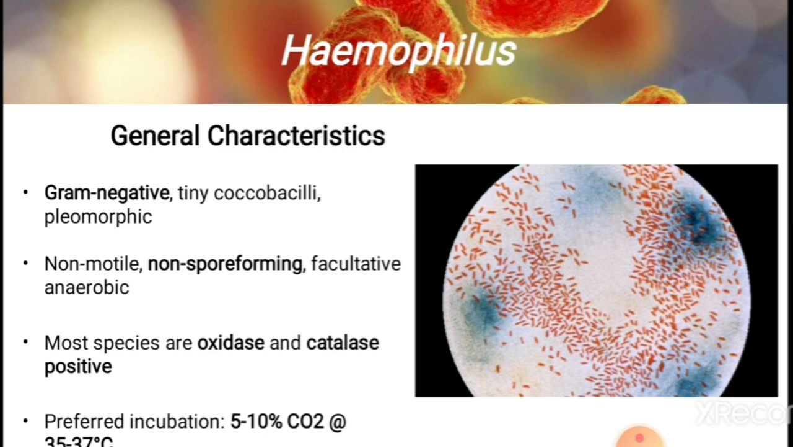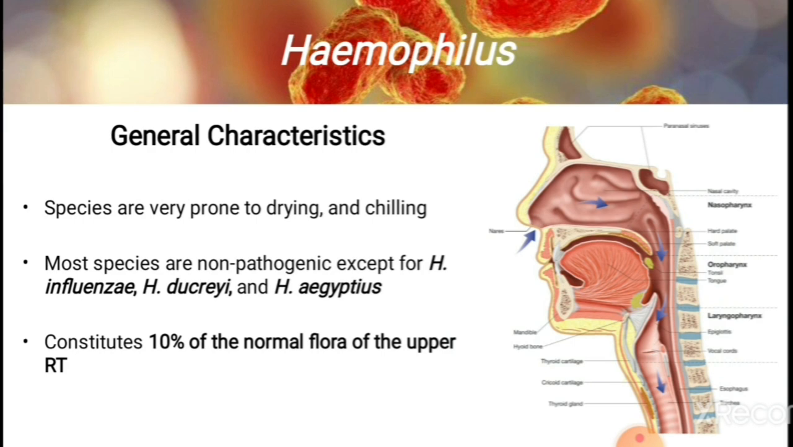So aside from those, our Haemophilus species are non-motile, non-spore-forming, and they are facultative anaerobes. So most species are oxidase and catalase positive, and they prefer 5 to 10% carbon dioxide incubation at 35 to 37 degrees Celsius. Haemophilus species are very prone to drying and chilling, so you must prevent the organism from the said conditions.